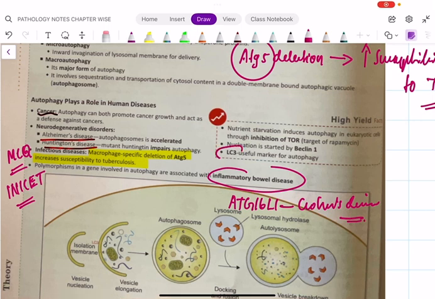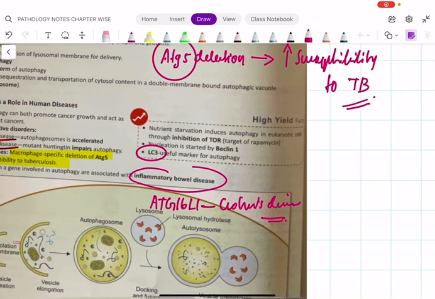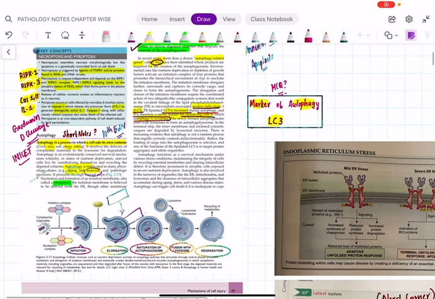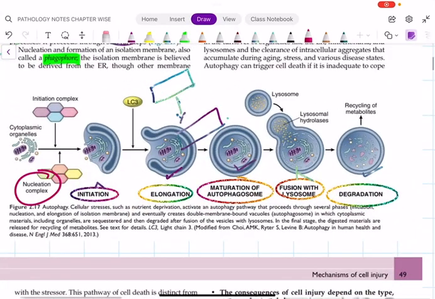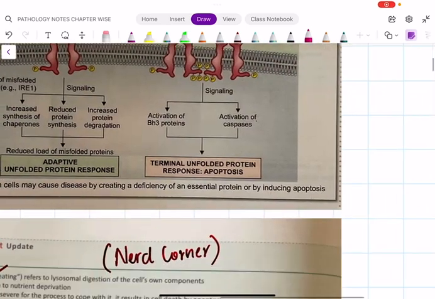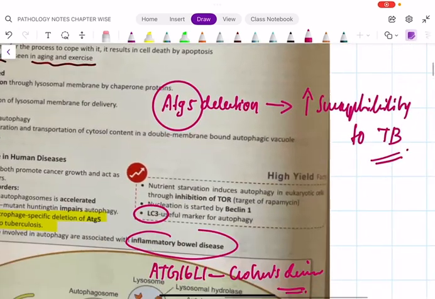LC3, that is microtubule-associated protein light chain 3, is the useful marker for autophagy. And there is a first process, I have told you in this picture, that is nucleation. First there will be formation of a nucleation complex that is responsible for the initiation of autophagy. This nucleation is actually started by a protein called Beclin-1. What is that? Beclin-1. Please remember that.